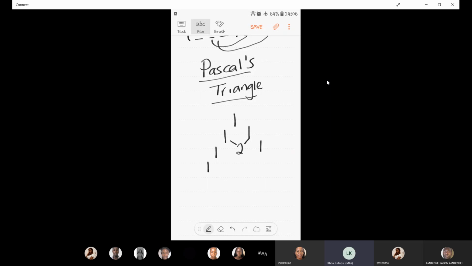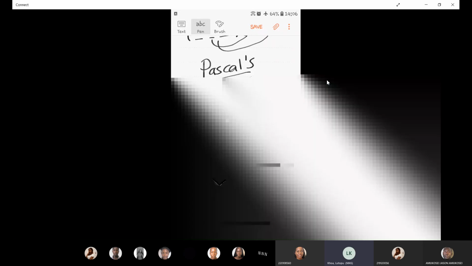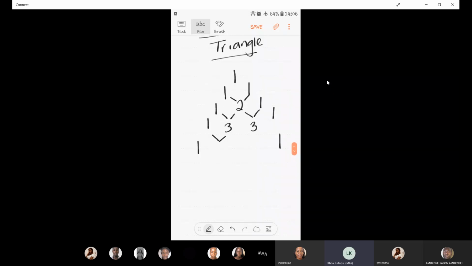So I always put a 1 at the end, then the term that goes there is 1 plus 2, which is 3, and then 2 plus 1 is 3. Then to get the next level, I put 1s at the end, then I add those two together. 3 plus 1 is 4. Then these two, I add them together, I get 6. Those two, I add them together, I get 4.